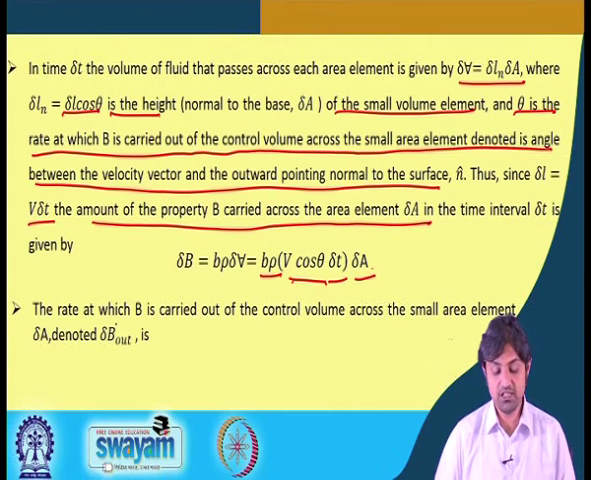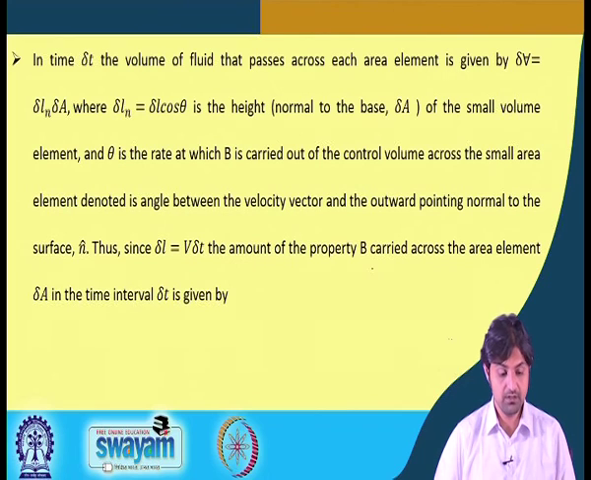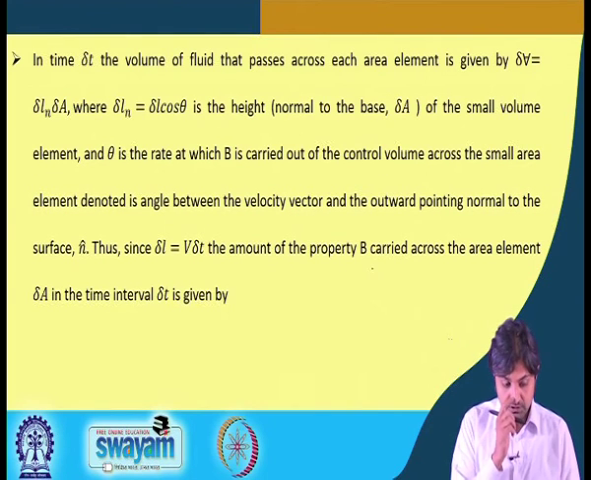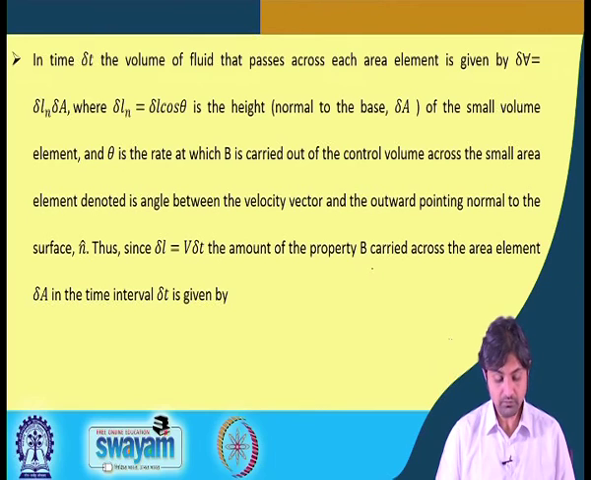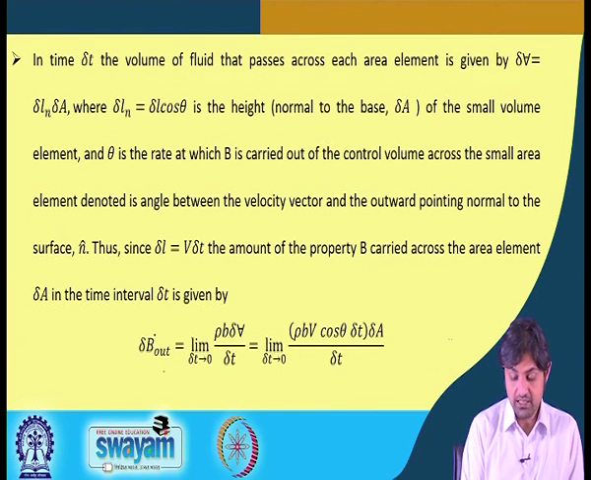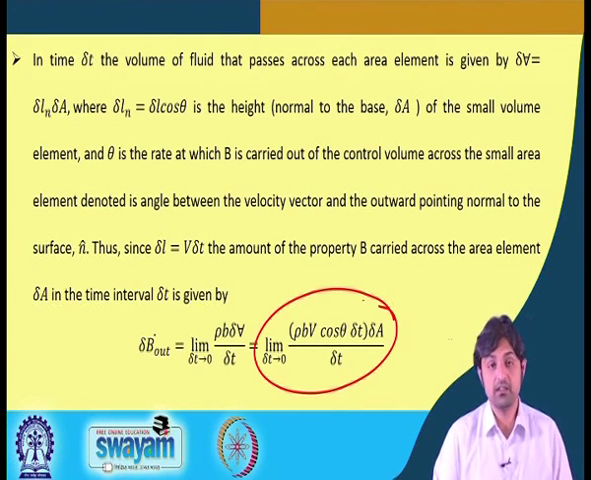The rate at which B is carried out of the control volume across the small element area delta A, denoted by delta B out, is given by rho B delta A delta t, or rho B V cos theta delta A delta t, divided by delta t. That is rho B V cos theta delta A.